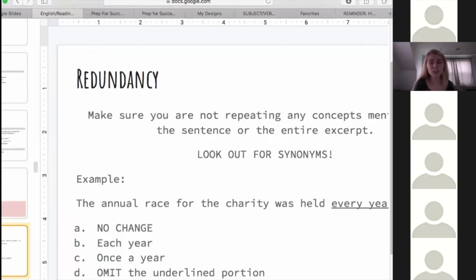So let's take a look at this first one here on the screen. Let's just give it a try. Let me know what you guys are thinking for this. I launched the poll. Let me know which one's the answer. And if you're unsure, omit the underlined portion just simply means delete the underlined portion. So anytime you see that, it's just deleting it. So let's give this one a shot.